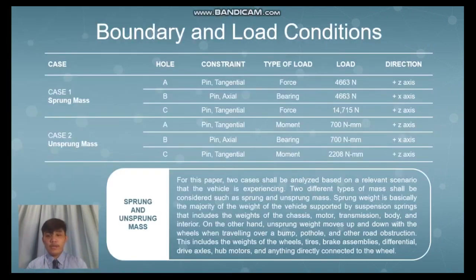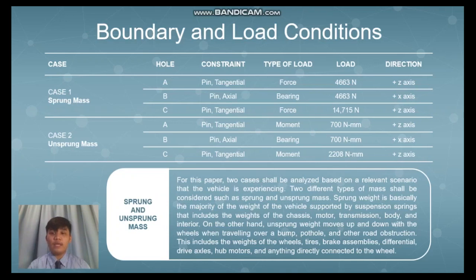So here, this is the tabulated form for the boundary and load conditions to be applied on the lower control arm. Also, the type of loads, its values and directions are considered to be the case where maximum induced force and moments are present. For this paper, two cases shall be analyzed based on a relevant scenario that the vehicle is experiencing, the sprung and unsprung mass. So what are their difference?